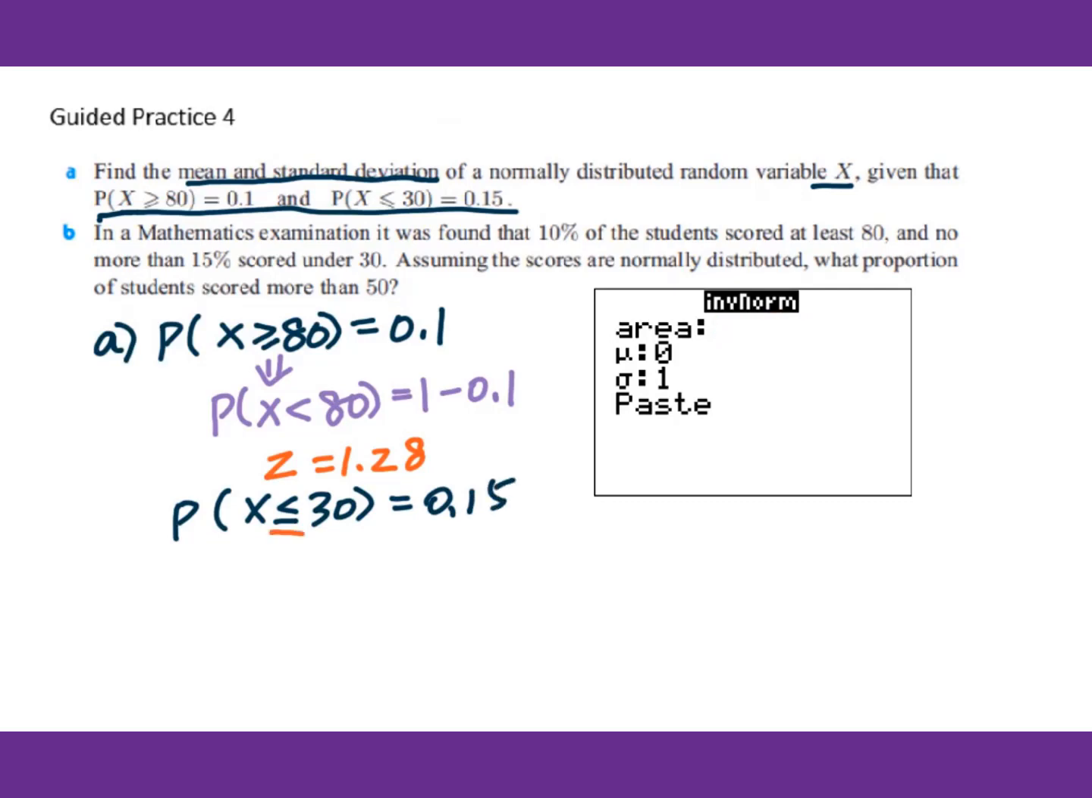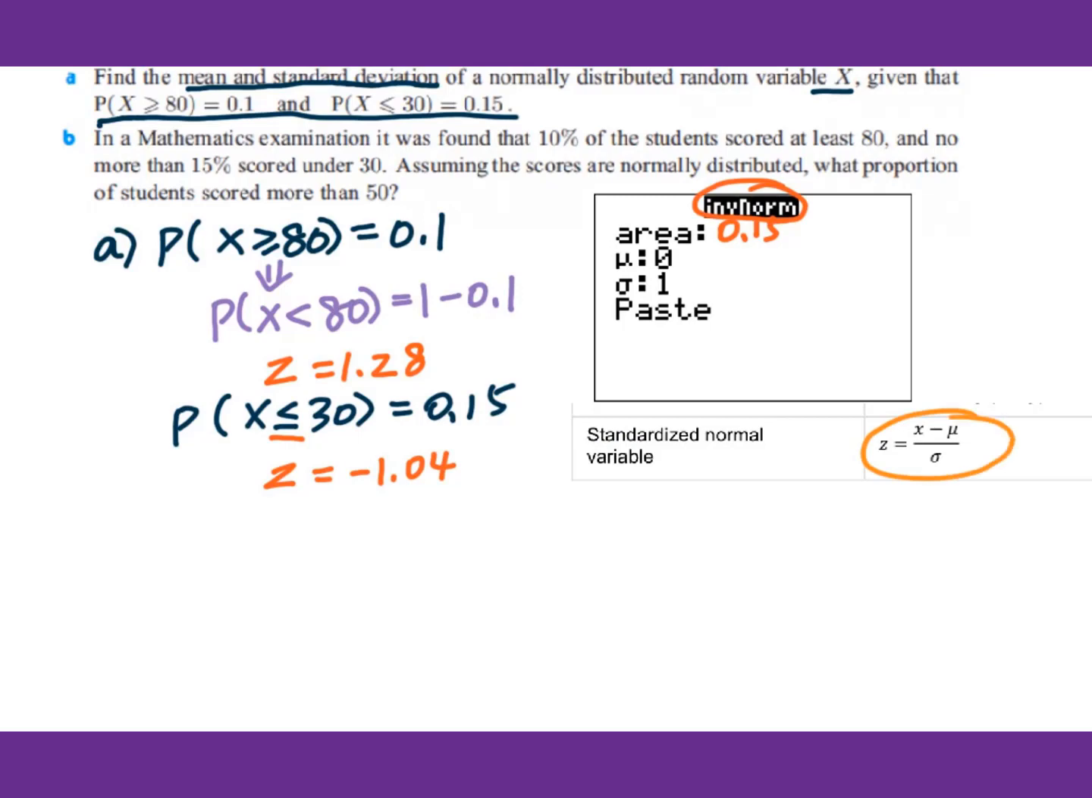For the probability x less than or equal to 30, that is 0.15. And so here it is less than. You just need to put 0.15 into this area. For the inverse norm, you will get the z-score equals negative 1.04. Then we can use this formula to set up the system of equations now. You will have 1.28 equals 80 minus mu over sigma.